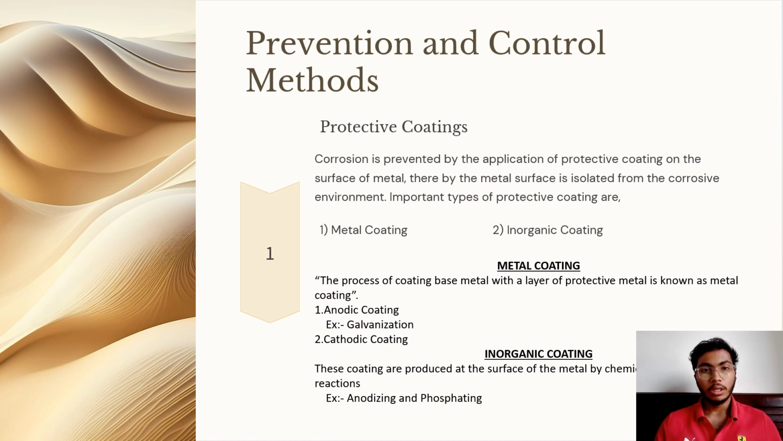Inorganic coating. These coatings are produced at the surface of the metal by chemical or electrochemical reaction. Examples are anodizing and phosphating.